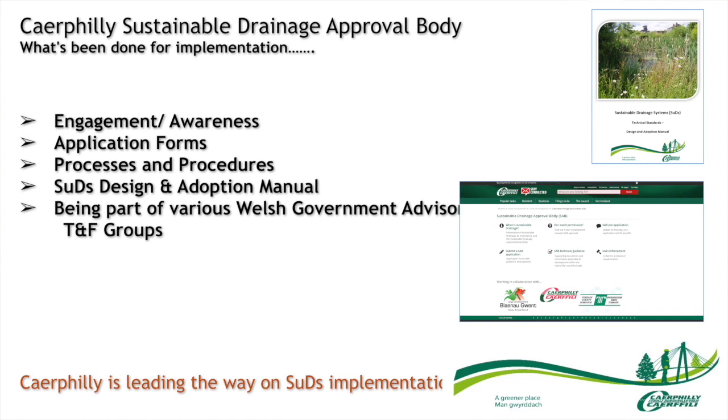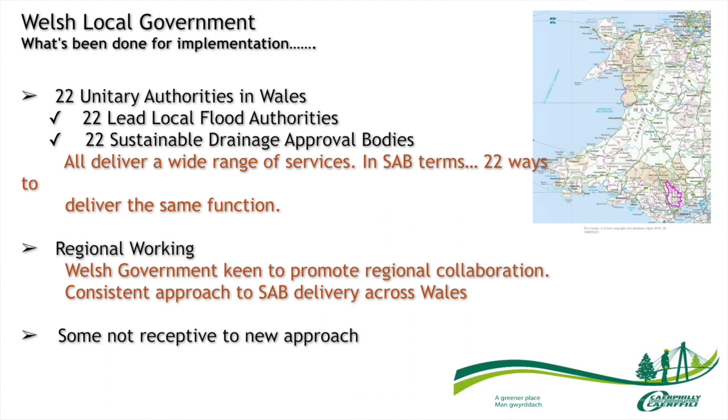So a little bit about the Wales background. Welsh local government consists of 22 unitary authorities. So that's 22 lead local flood authorities, or 22 sustainable drainage approval bodies. So that's 22 different ways to deliver the same function.